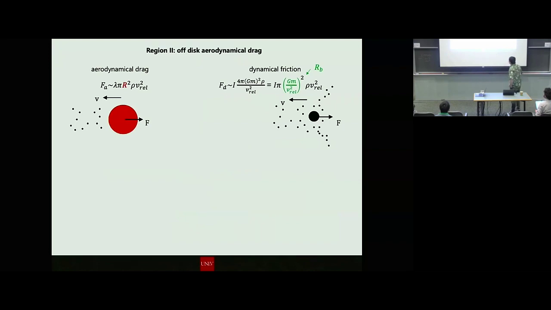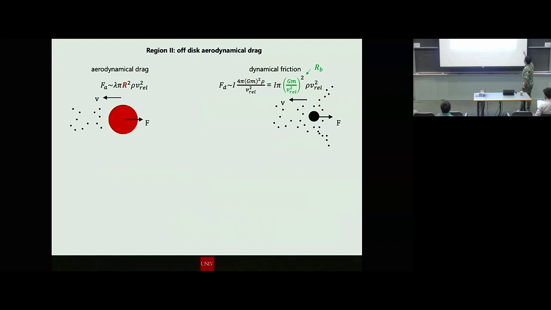And the second drag force is dynamical friction. This is a purely gravitational effect. If you have an object moving in a medium, this object will exert gravity on the medium behind it and form a very dense region. This dense region will pull back the object, exerting a dynamical friction force on it. This is inversely proportional to the square of the relative velocity.